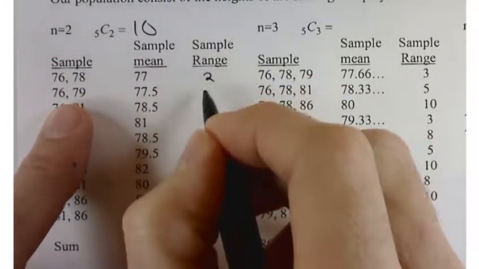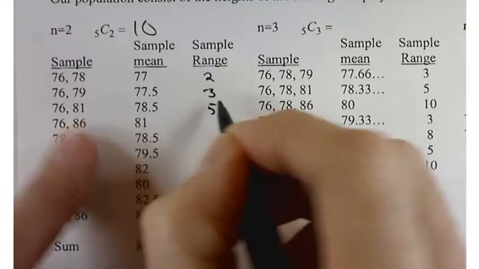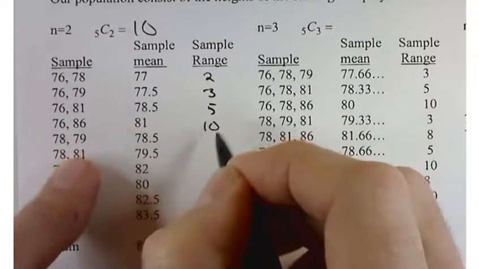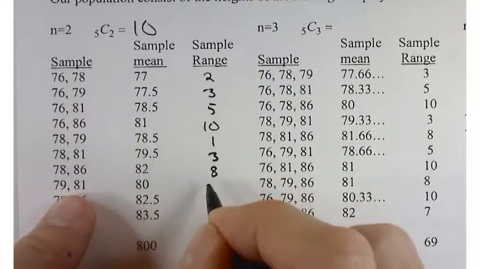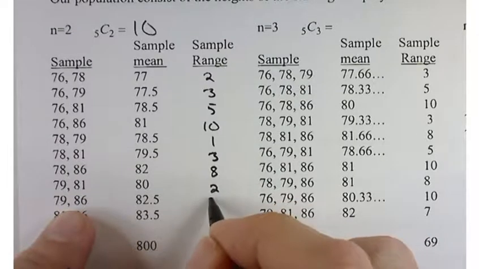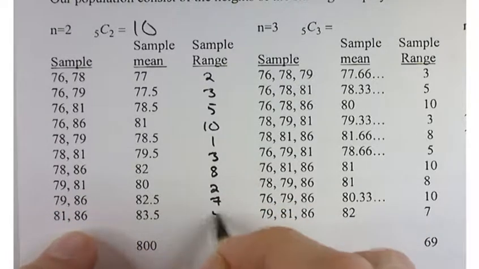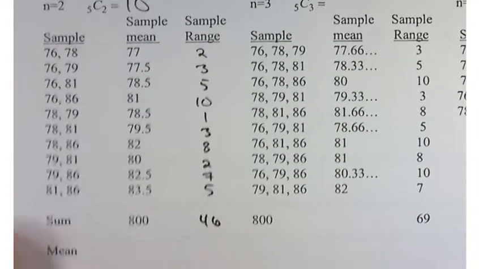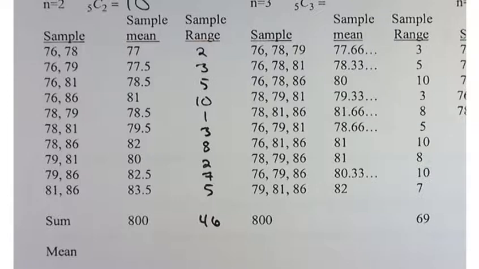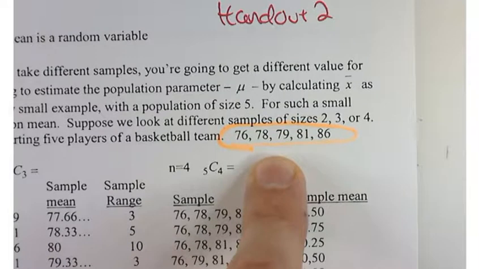So that'd be a 2 here, a 3 here, a 5, a 10, a 1, 3, 8, 2, 7, and 5. So those are all the different possible sample ranges. Now if I add those up, I'll get a total of 46. Now when you sample, you don't always expect to get the population parameter. And let's determine that for ourselves here. What's the range of this data set?